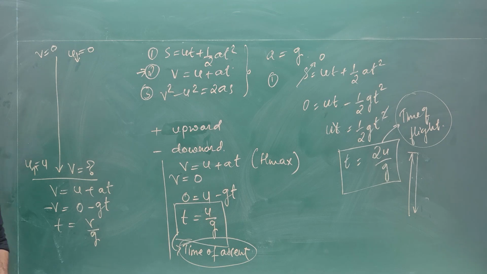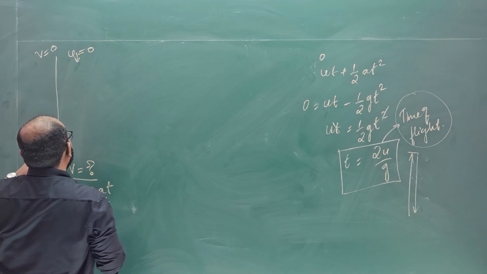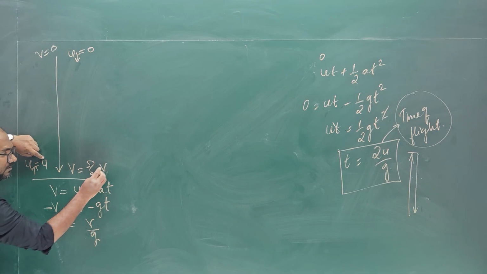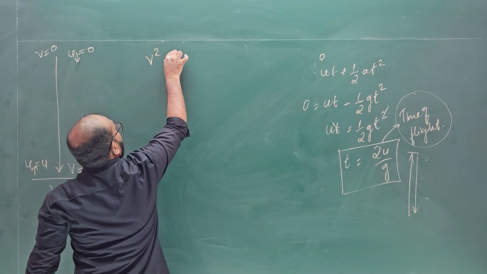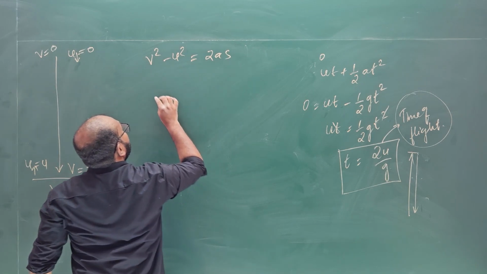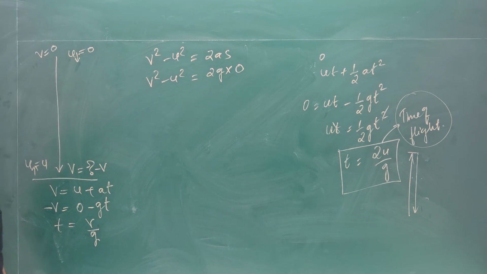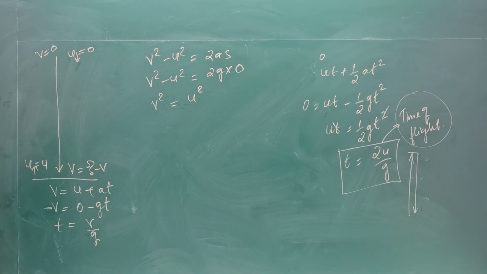And the third thing we need to discuss is, do u and v become equal or not? Okay. Now, what I am saying is, if this u is equal to u and if v is equal to what? We got v with a negative sign. Yes or no? Let's see, are those equal or not? V square minus u square is equal to 2as. So v square minus u square is equal to, can I write 2g into 0? Yes. Because the object is thrown from the ground and reached back to the ground. So can I say that v square is equal to u square?